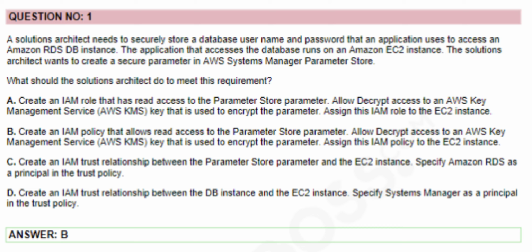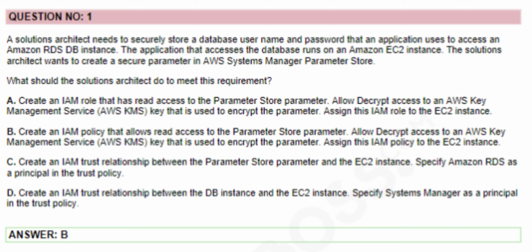A. Create an IAM role that has read access to the Parameter Store parameter. Allow decrypt access to an AWS Key Management Service, AWS KMS, key that is used to encrypt the parameter. Assign this IAM role to the EC2 instance. B. Create an IAM policy that allows read access to the Parameter Store parameter. Allow decrypt access to an AWS KMS key that is used to encrypt the parameter. Assign this IAM policy to the EC2 instance.